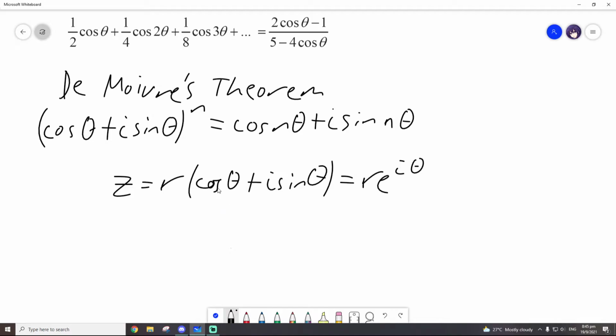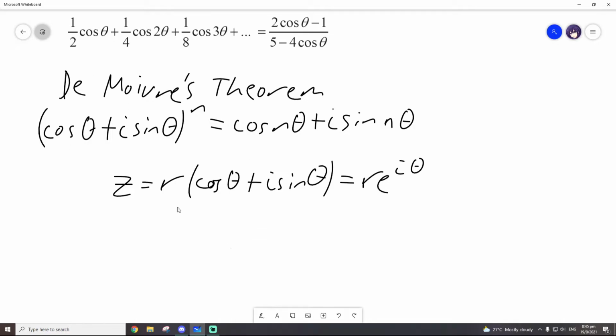An important thing to note about de Moivre's theorem is that it only works for integers. It works for negative integers as well, but it does not work for fractions. So do take note of that when you try to apply de Moivre's theorem. Okay, but how do we use it to solve the problem above?